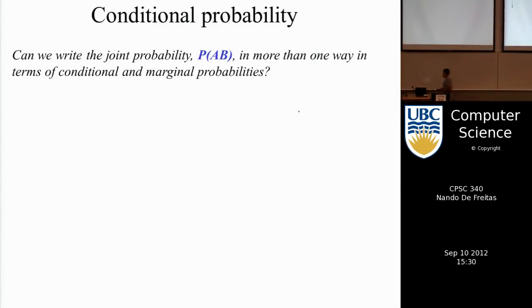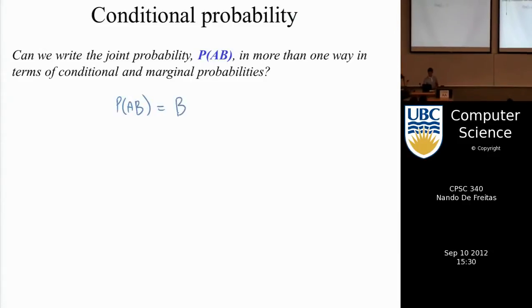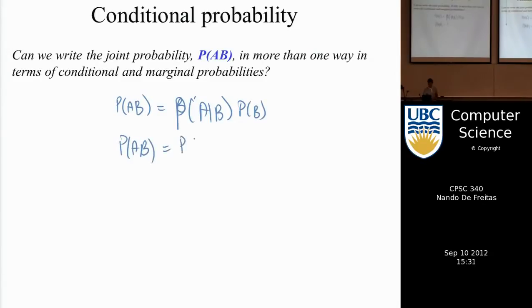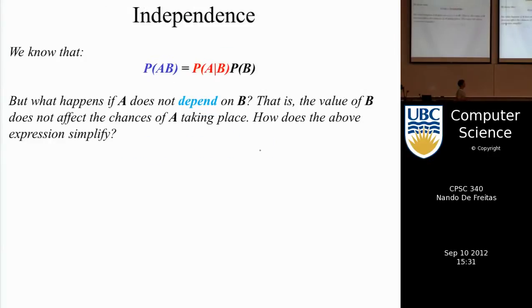What are those two ways? One with the marginal probability of B, in other words, A. Correct. So one way is P of A given B times P of B. And one way is P of B given A times P of A. Both are consistent with our definition, and there will be the beginning for something very cool called Bayes' rule that we'll talk about in the next class.